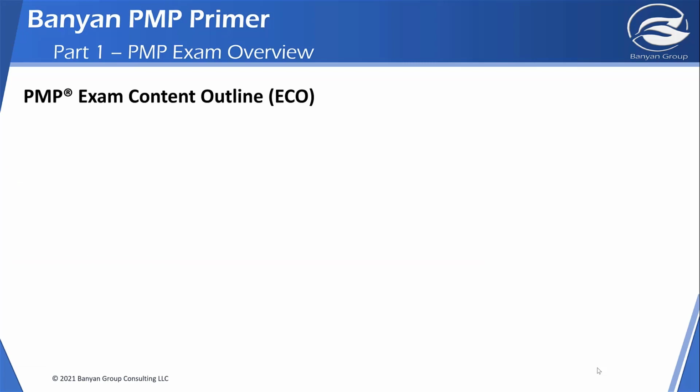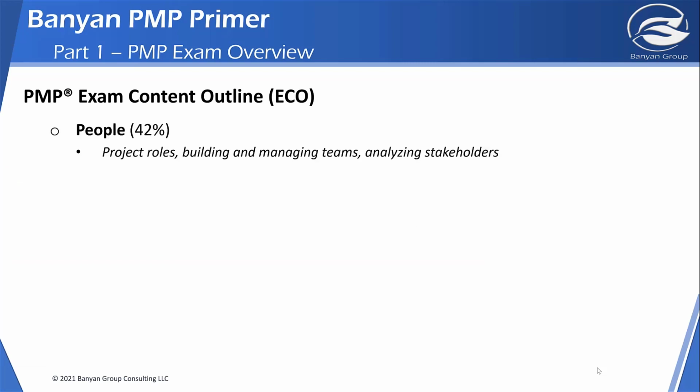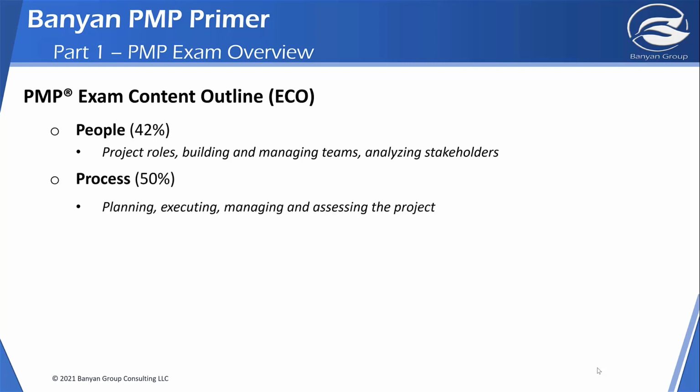We had mentioned earlier there's 3 domains. There's a people domain, which is 42% of the exam, focuses on project roles, building and managing teams, analyzing stakeholders. There's the process domain, which is 50% of the exam, focuses on planning, executing, managing, and assessing the project.